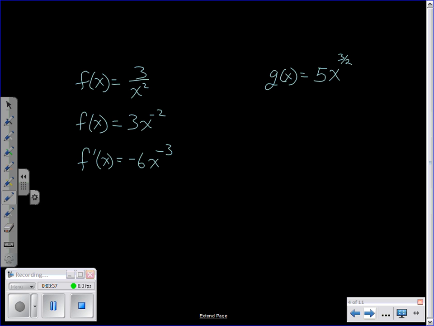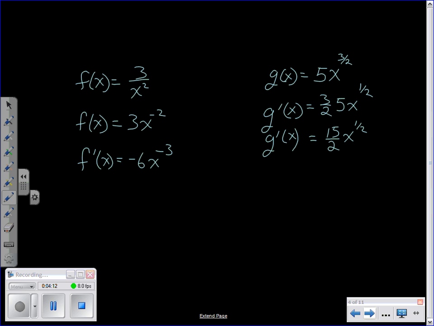In the case of g of x equals 5 times x to the 3/2, g prime of x is equal to 3/2 times 5. So I'll bring the 3/2 down, and I have 5x. 3/2 minus 1 is 1/2. So this is going to give me 15 over 2 x to the 1/2. And like we did before, I could also rewrite my fractional exponent as a radical if I wanted to. But unless it says simplify or get rid of your radical, this is a perfectly acceptable answer. So remember, it's g prime of x equals that.